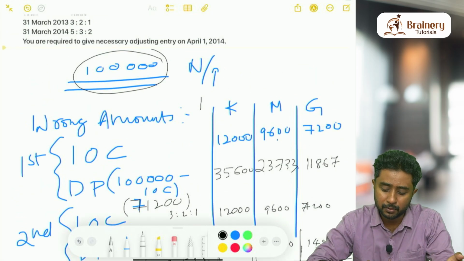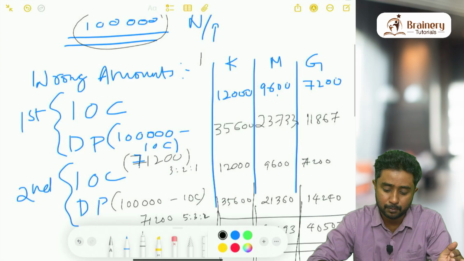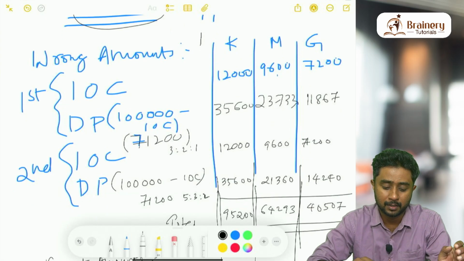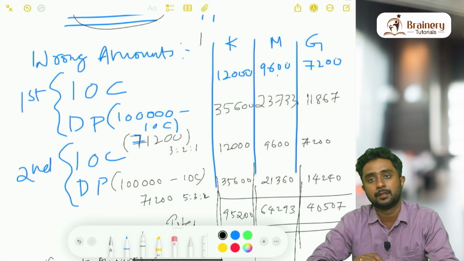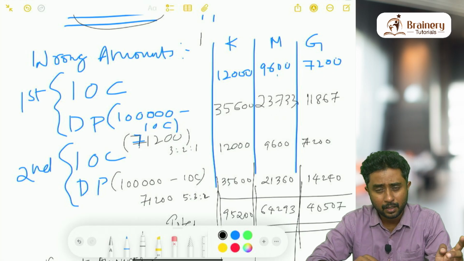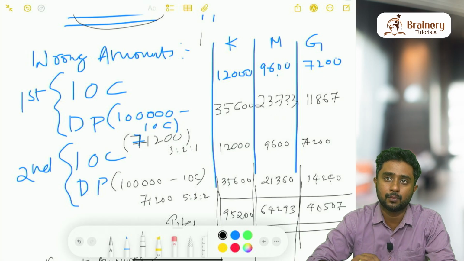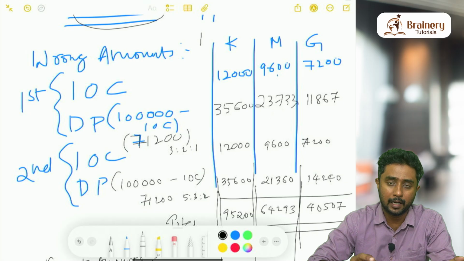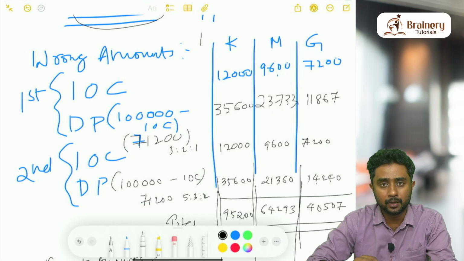Now we are going to make the adjustment table with wrong amounts and correct amounts. Wrong amounts, what are the wrong amounts? For the past 2 years. First year, 2 wrong amounts we have recorded, that is wrong interest on capital and wrong divisible profit. Similarly again, wrong interest on capital in the second year, wrong divisible profit in the second year.